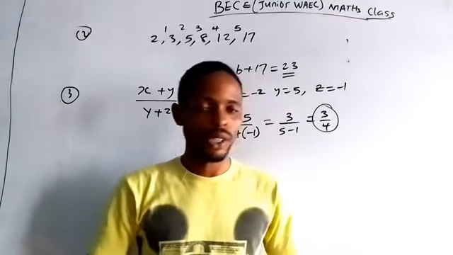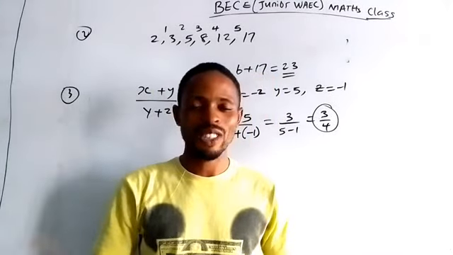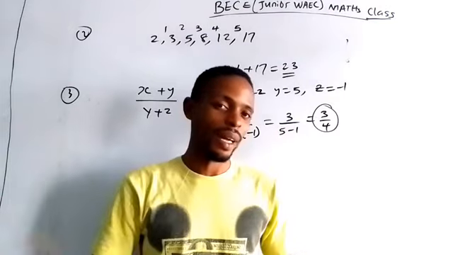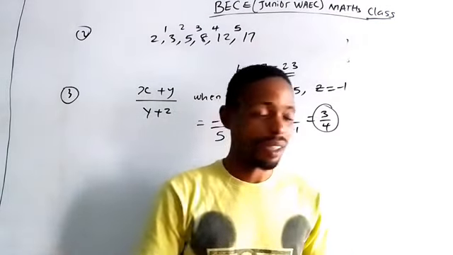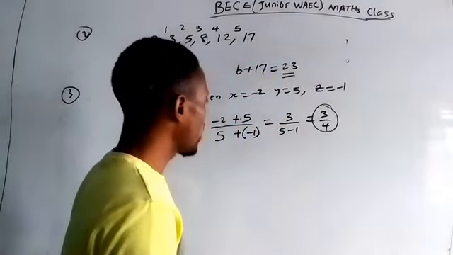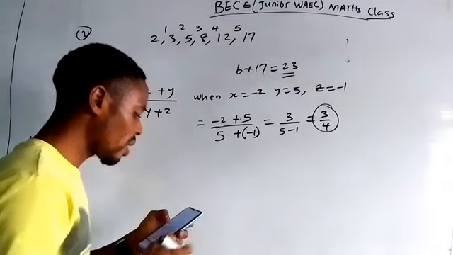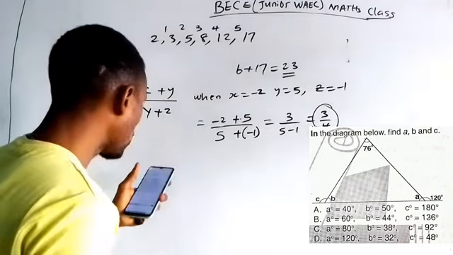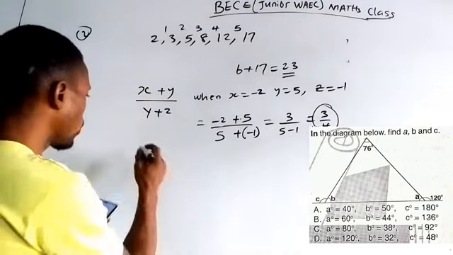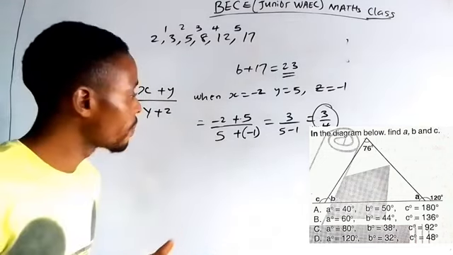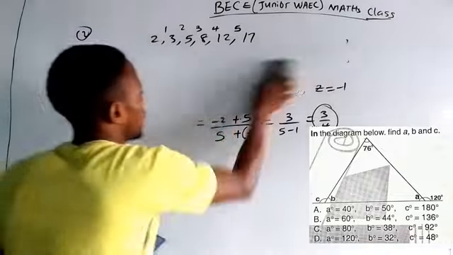Let's go back to question 9 of today's mathematics class for this upcoming junior work examination, BECE. Okay, let's go to question 9. As you can see on the screen now, we have the diagram. We want to find, in the diagram below, okay, let me clear what we have here. The diagram below.